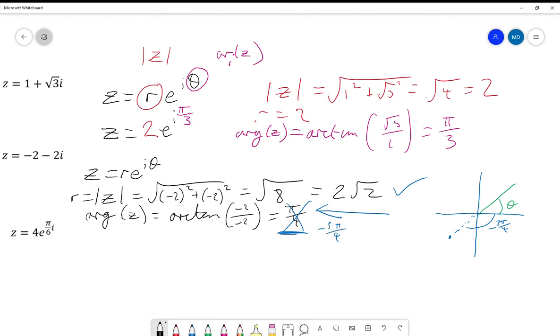And that gives us our final answer. Let's not forget the modulus: z is equal to 2 root 2 e to the minus 3 pi over 4 i. I'll actually cut through some of the lines there.